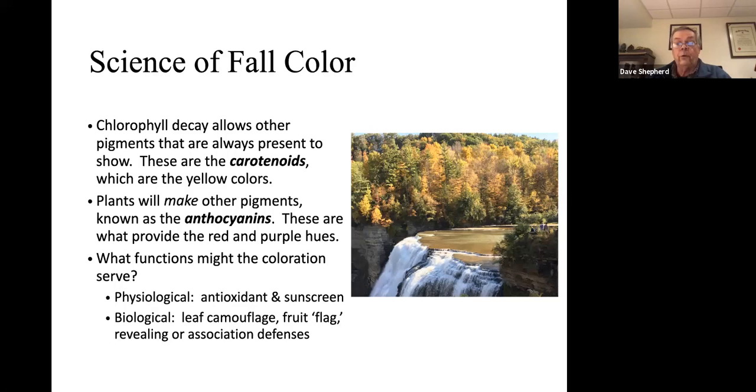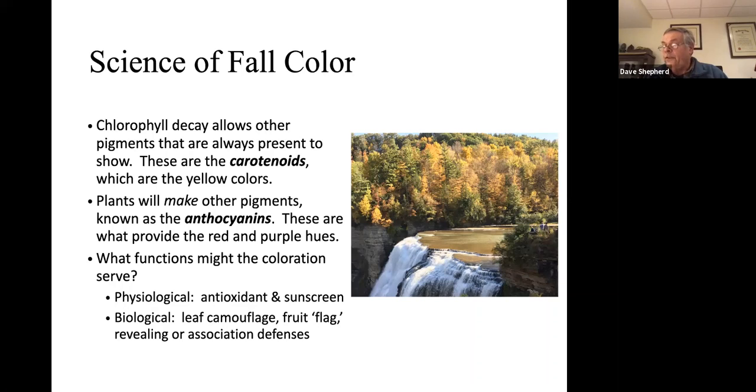So when you see the yellows, those are the carotenoids. Those pigments are always present. It's just basically the stuff of that leaf husk that eventually gets discarded. Now, in the fall, we also have a combination of bright sun and cool temperatures. The sunlight actually is quite clear during the autumn, and that results in the active synthesis of the other pigments, the red and purple hue pigments that are called the anthocyanins.